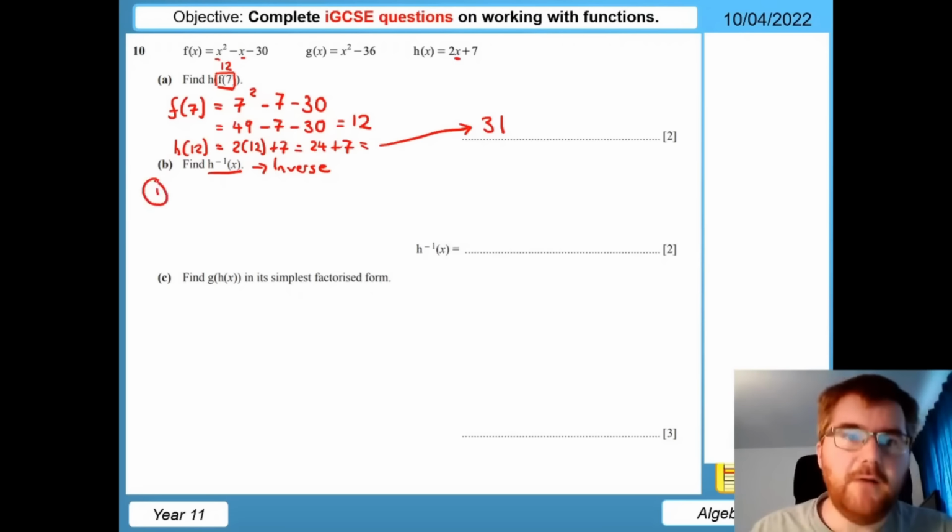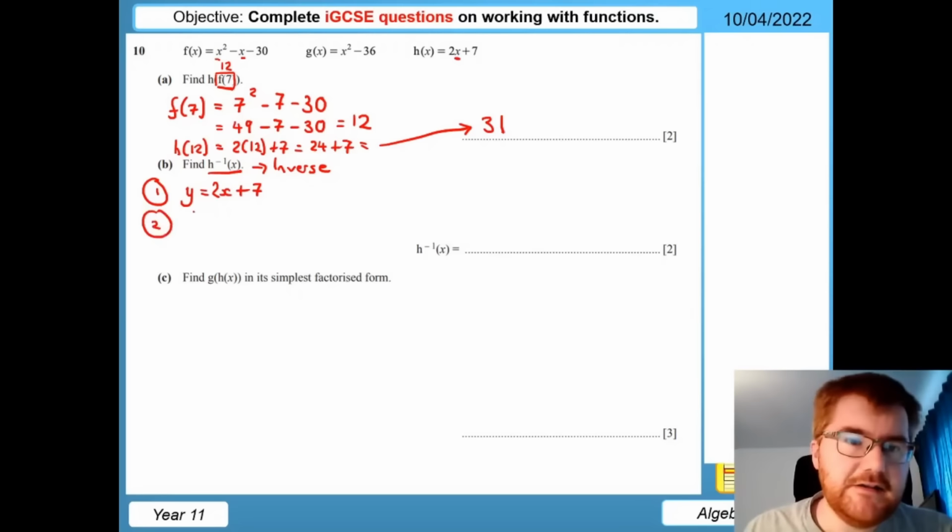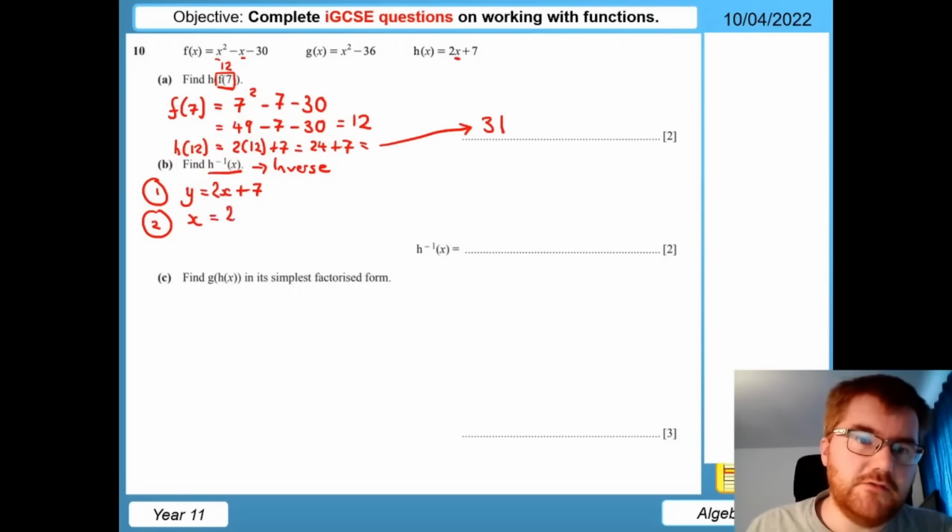So number one, we're going to take our function and make it equal to y. So y is equal to 2x plus 7. Number two, we're going to flip over the y's and the x's. So we get x is equal to 2y plus 7.